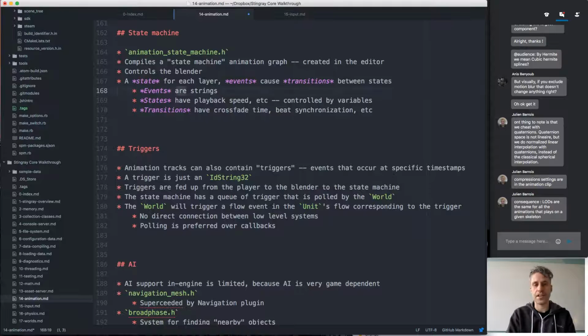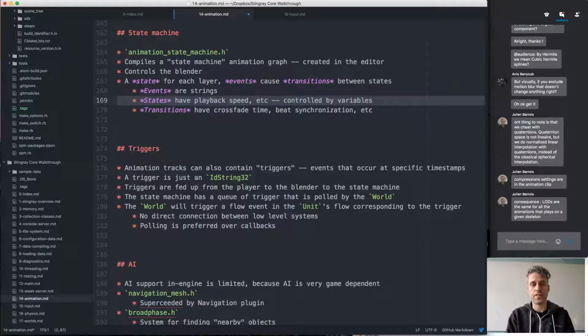So the events here are just strings, and they are typically sent by the script. So the script will say, play the event jump, and then if there is a transition from the current state, which might be a running state, labeled with the jump event, the state machine will take that transition and go into the jumping state.